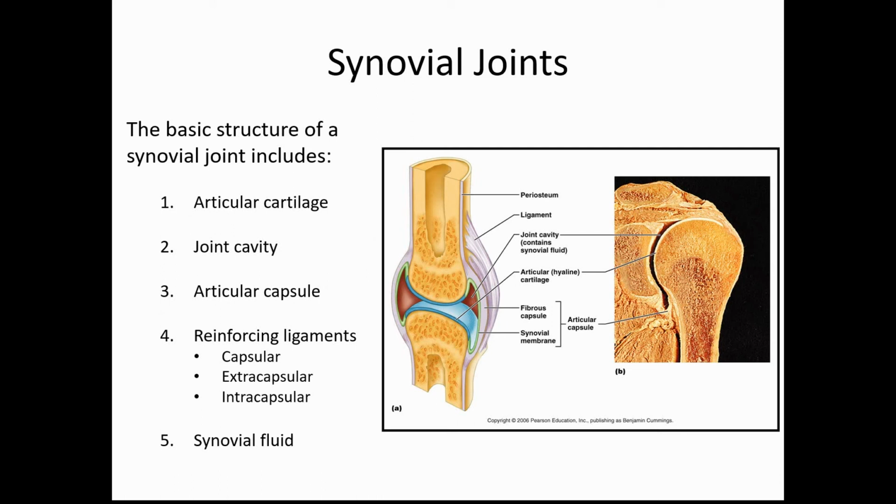And then finally, the inside of the capsule is lined with the synovial membrane, which produces synovial fluid. Synovial fluid is extremely slick. In fact, the combination of synovial fluid and articular hyaline cartilage makes the whole joint complex smoother than Teflon.